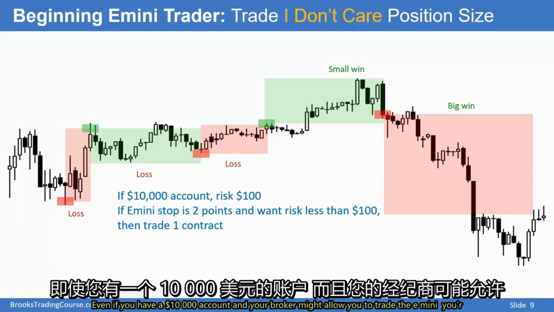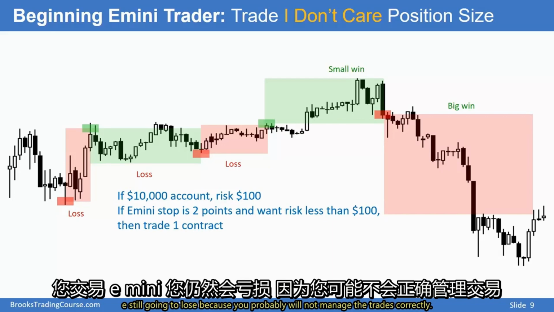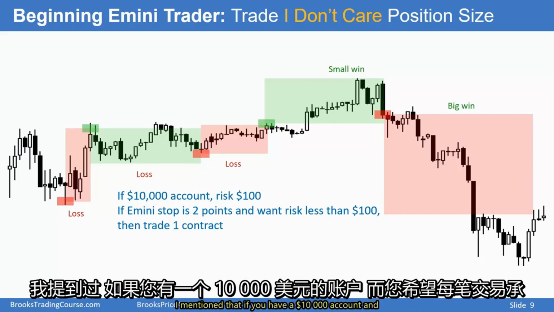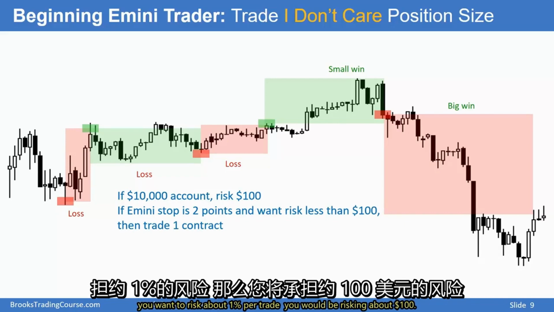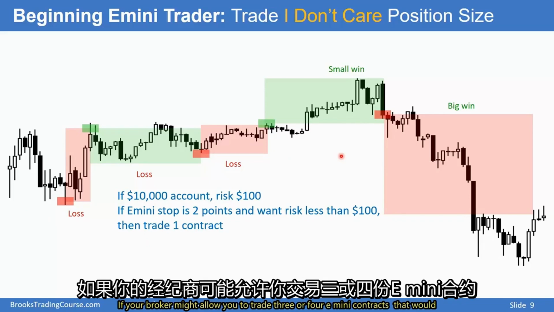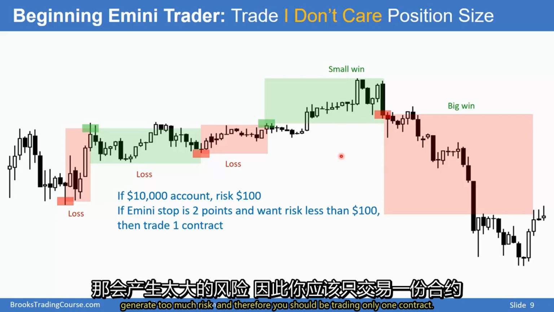I mentioned that if you have a $10,000 account and you want to risk about 1% per trade, you would be risking about $100, which is a stop of about 2 points in the E-mini. Even if you have a $10,000 account and your broker might allow you to trade 3 or 4 E-mini contracts, that would generate too much risk, and therefore you should be trading only one contract.